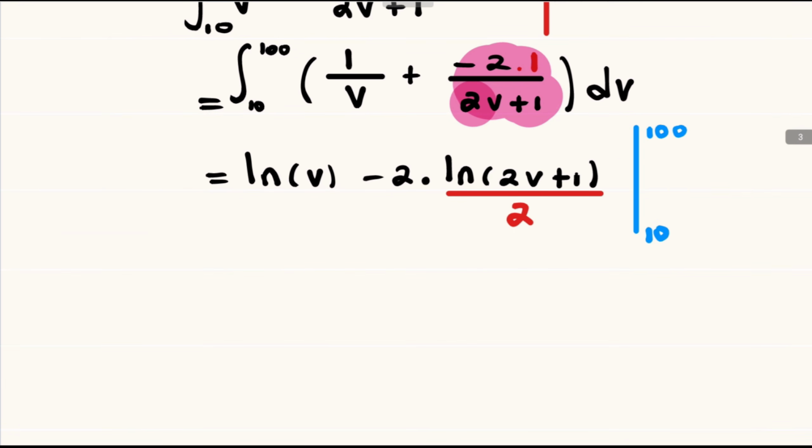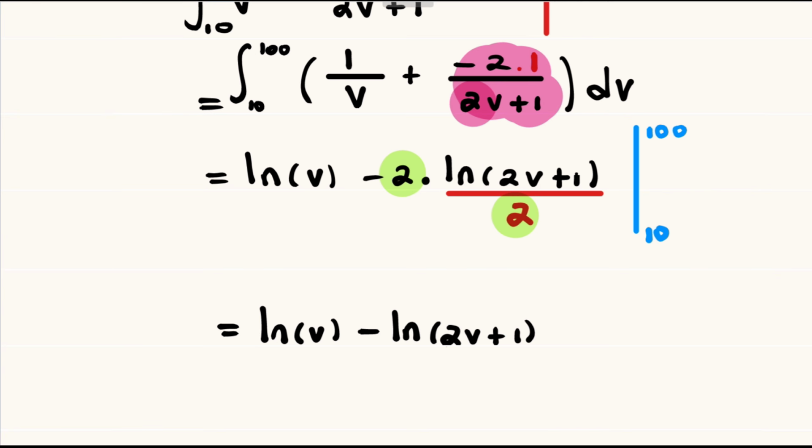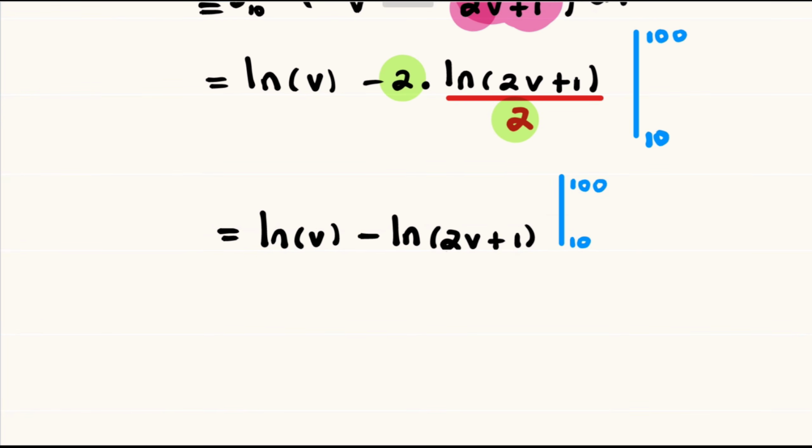Let's simplify before we can substitute. So we have the ln of v minus, so that 2 divided by 2 will be 1, and we'll have the ln of the 2v plus 1 with our bounds from 10 to 100. So now let's substitute the v.